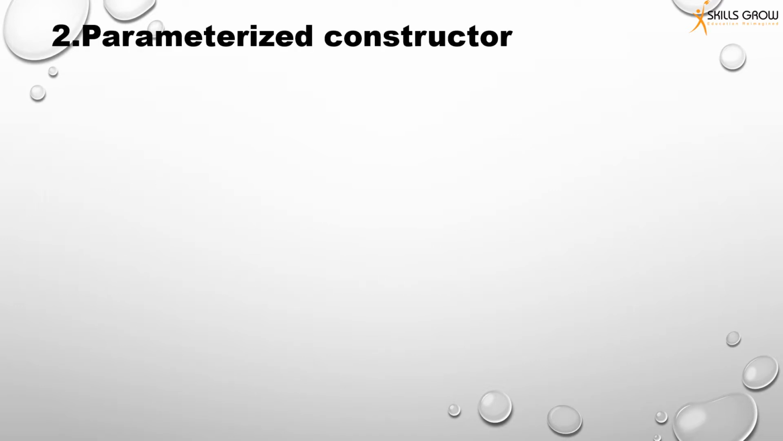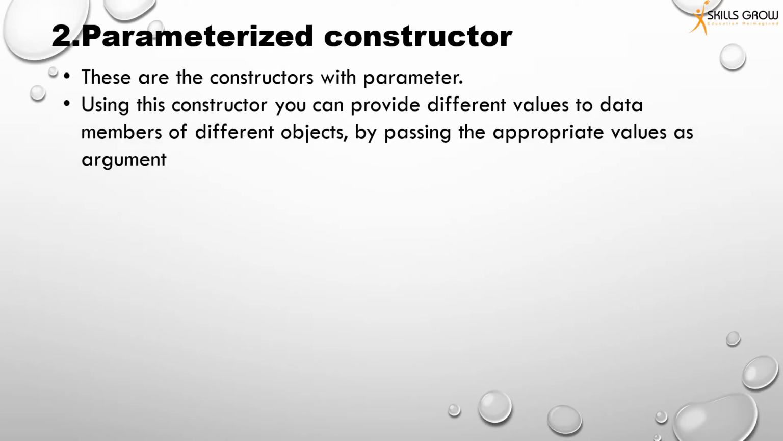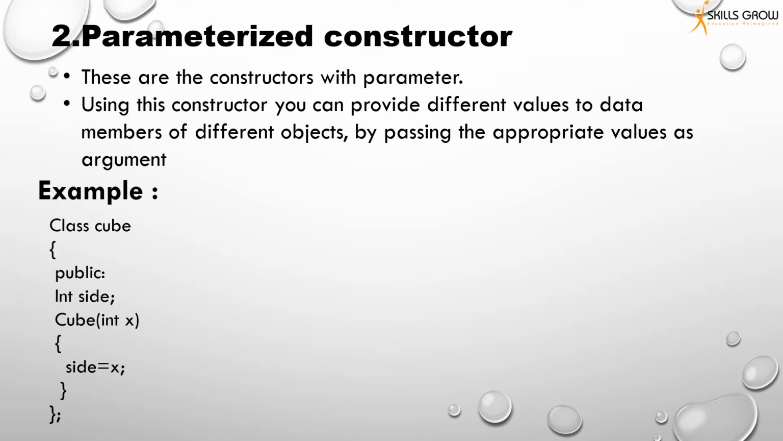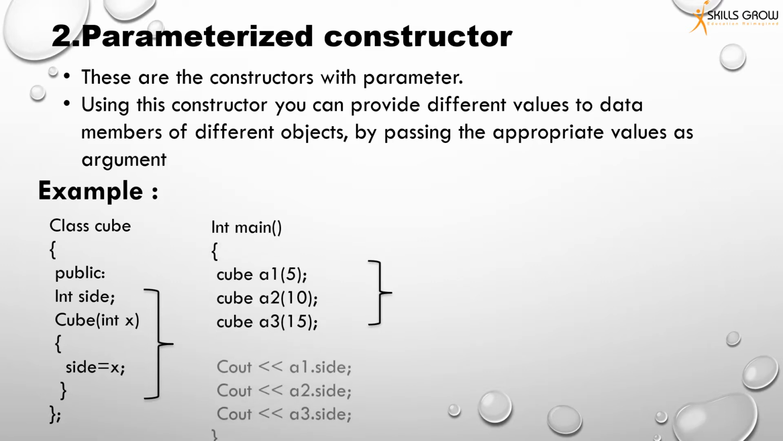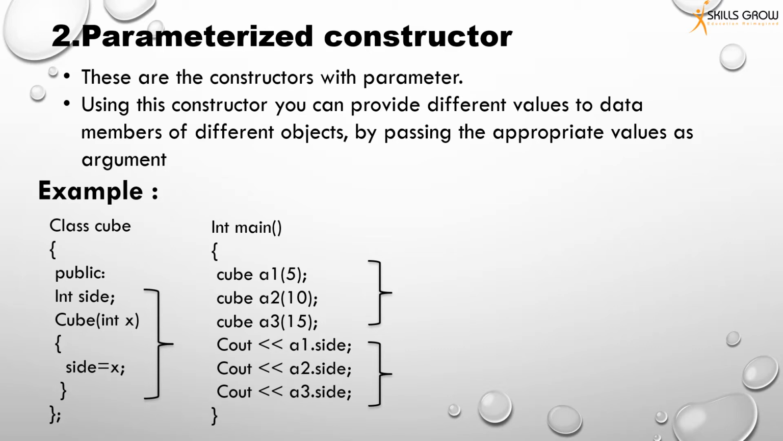Now, the next constructor is the parametrized constructor. These are the constructors with parameters. Using this constructor, we can provide the values to data members of different objects by passing the appropriate value as argument. Here, in this example program, we have given a parameter to the constructor named cube. Here, when we create an object and call the constructor by initializing the object, the constructor is called and the side is shown in the output.